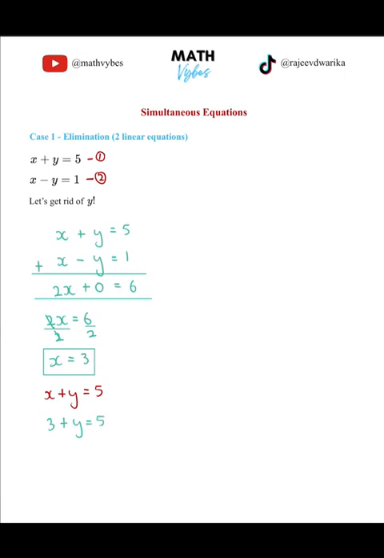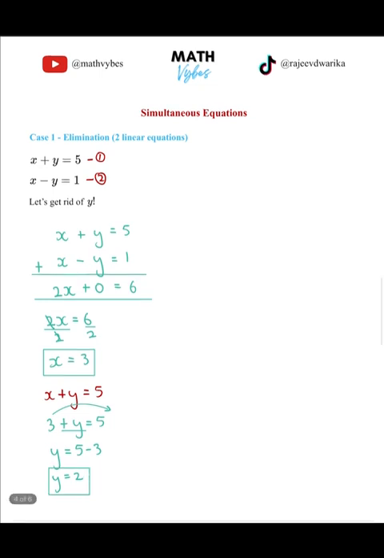If I want to find for y, I need to isolate y. So I'm going to move across the 3. You could think about it like that, or you could think about it as subtracting 3 on both sides. If I'm moving across the 3, it's going to turn to negative. So it's going to be 5 minus 3, and 5 minus 3 is 2. And that's the same result we got above. Let's try it with equation 2 now.